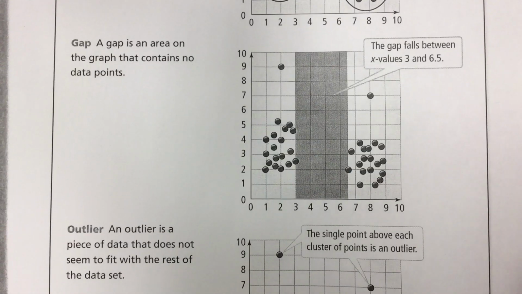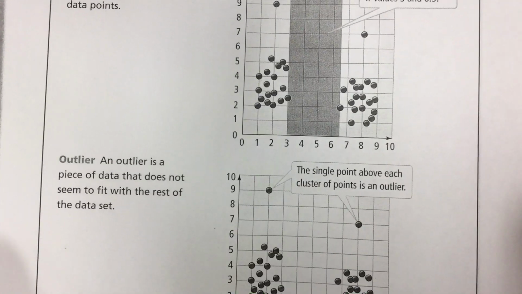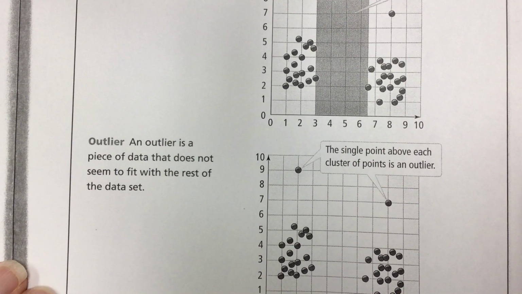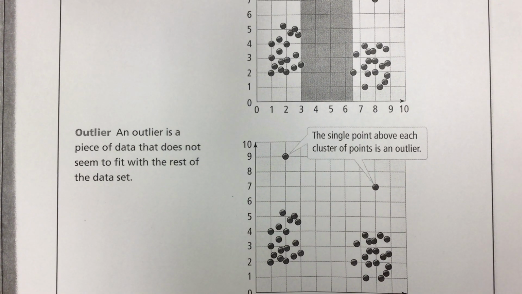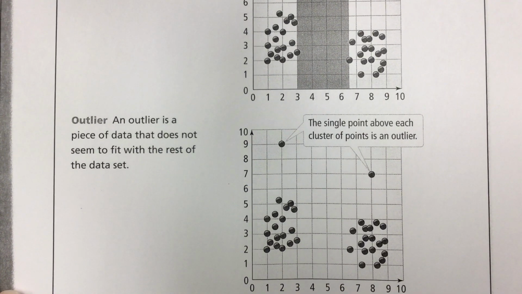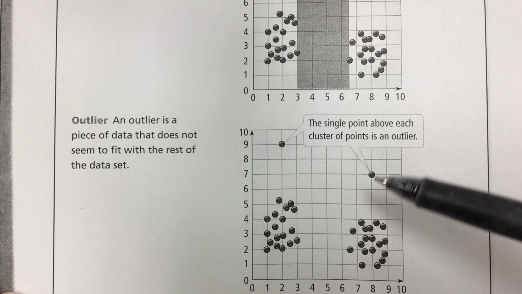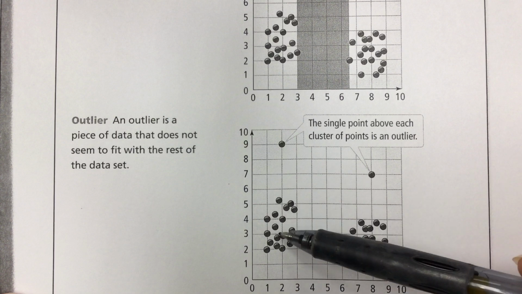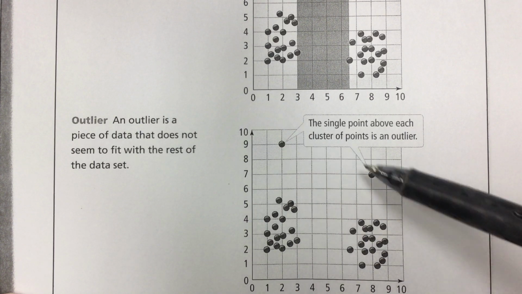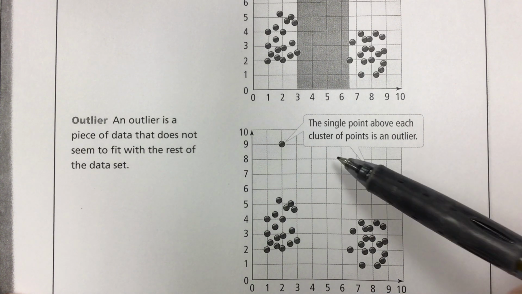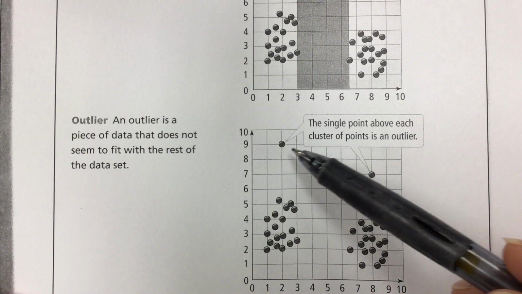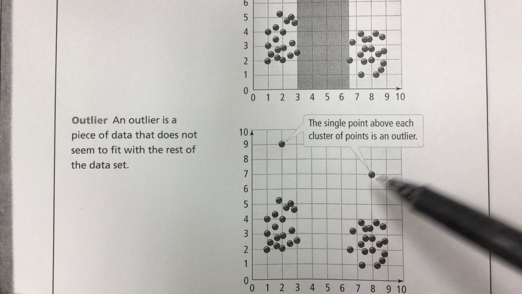Next, we want to talk about an outlier. An outlier is a piece of data that does not seem to fit with the rest of the data set. So here we have data. Here's a cluster here, a cluster here. These two single points we call an outlier. The single point above shows clusters of points and an outlier. So each one of these are outliers.